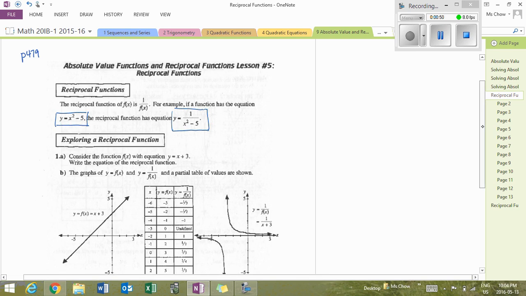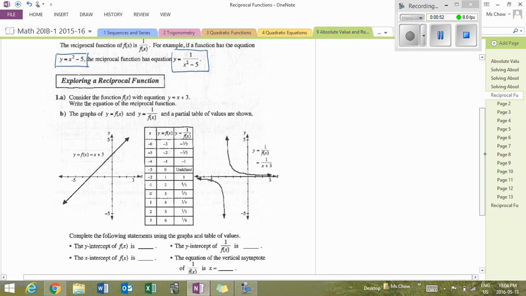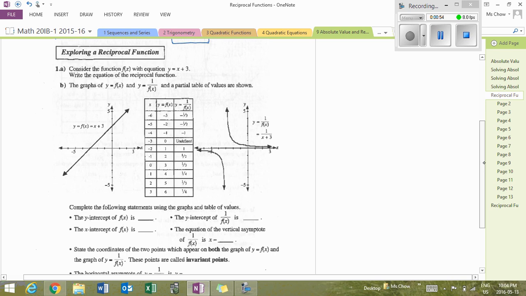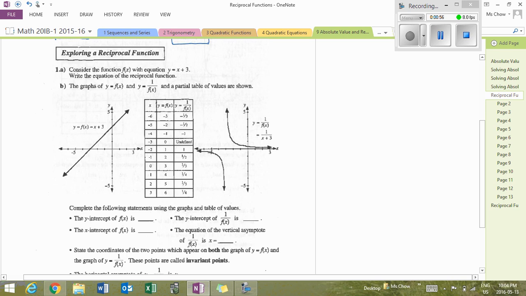So why not? Looking at the exploration then. So they've taken the function, simplifying a little bit, of just y is equal to x plus 3. And so they said, well, what's the equation then of the reciprocal function? The reciprocal function then is, of course, y is equal to 1 over x plus 3.